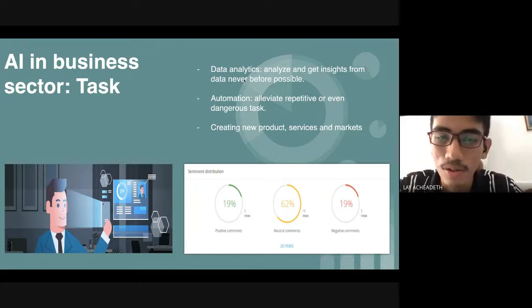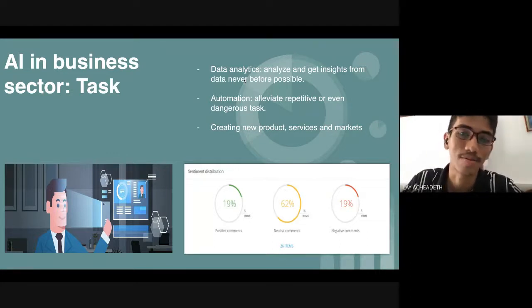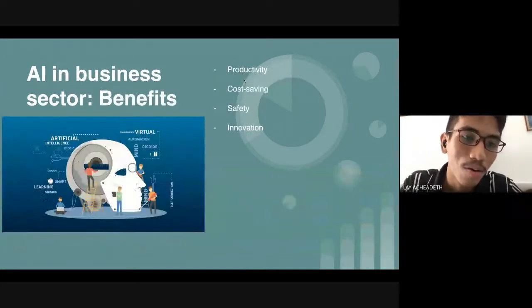And yeah, we are able to create new products, services, and markets. So before, like I said, without AI, there are limitations. But with AI, we are able to create new products, services, and markets. For example, without AI, are we able to create facial recognition apps? No, of course not. But with the help of AI now, we are able to create facial recognition apps, which are now really popular. Yeah, simple example.